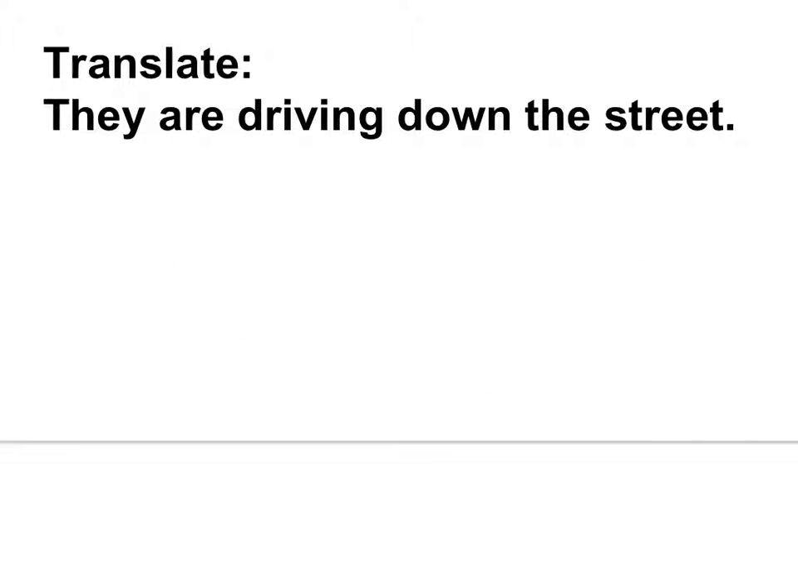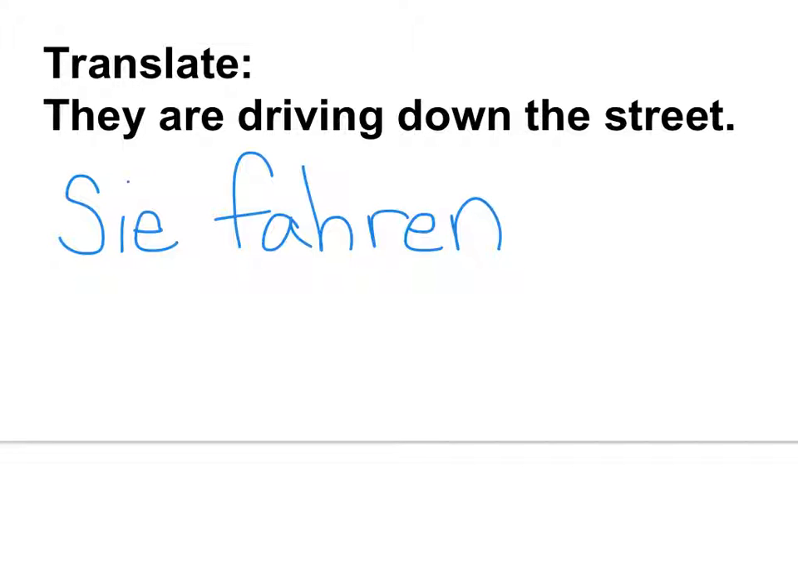Alright, last one. They are driving down the street. First word? Sie. If you're still confusing those, you need to practice that. Sie, then what? Fahren. Yep. No umlaut on the plural verb, so it's just normal. Fahren. Now careful. Think this one through. So wouldn't it be the prepositional phrase, or is it entlang? Entlang is the word for down, but what's special about it? Is it both? Yeah, it comes after it.